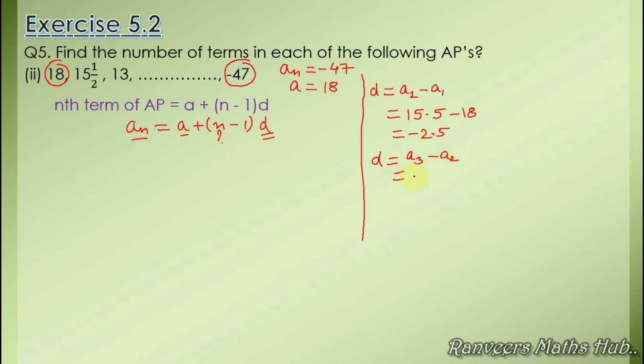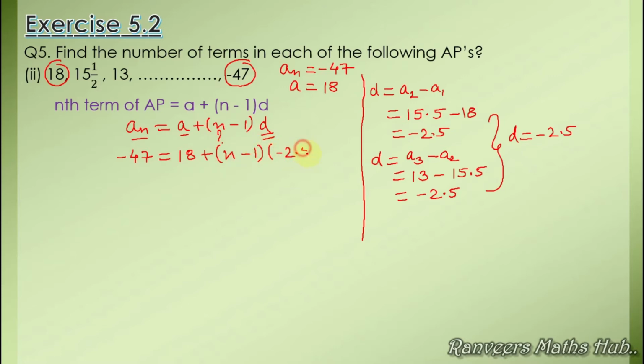So what is the value of a3? 13 minus 15.5. So again it is coming minus 2.5 only. Now we are confirmed that the value of d is minus 2.5. Okay. So now put all the values in this equation. So this will become minus 47, which is equal to 18 plus (n, which we have to find, minus 1) and d is minus 2.5. Okay. So just solve this equation.